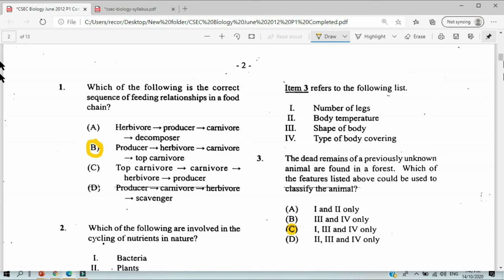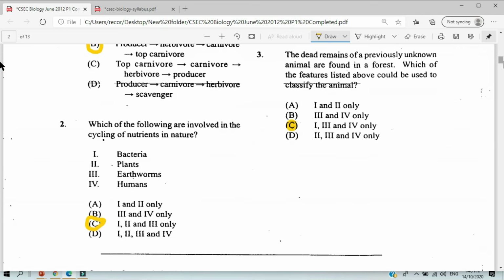Now the other question, number 2, which of the following are involved in the cycling of nutrients in nature? Now we went for C, bacteria and of course earthworm. Those are familiar to you. We think that plants will go deep into the soil and pull those nutrients up, and then it will get back to the top of the soil via the leaf falling out from the tree. For CSEC we chose C, but beyond CSEC we would look at human to say that human is also responsible for the cycling of nutrient. But for CSEC we think that it would be most appropriate to choose C. You can tell us what you think in the comment.